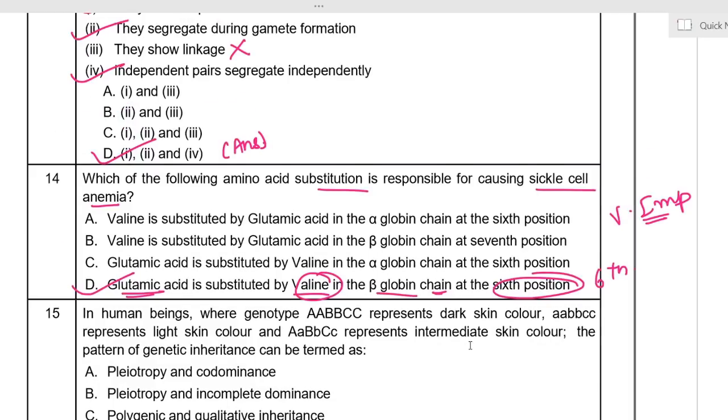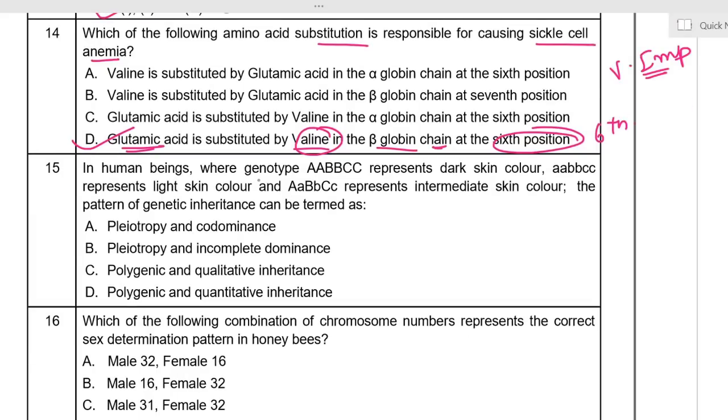ठीक है. 15. In human beings, where genotype AABBCC represents dark skin color and small a, small b, small c represents light skin color, and the sequence represents the intermediate skin color, the pattern of genetic inheritance can be termed as, okay, so this would be whether it is pleiotropy and codominance, or pleiotropy and incomplete dominance, or polygenic and qualitative inheritance, or polygenic and quantitative inheritance.